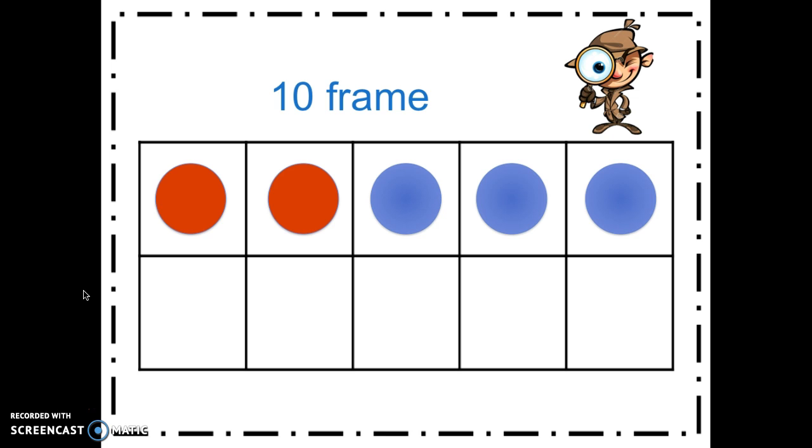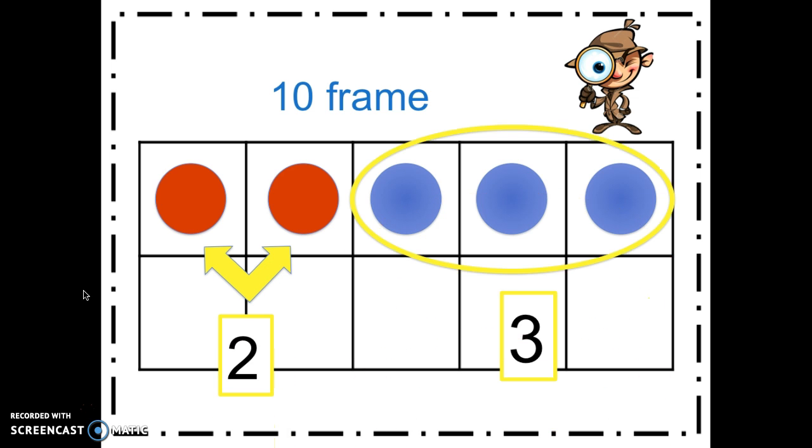Wait a minute. When I found my 2, I noticed another number as well. Does anyone see the other number hidden in my 5? 3. That's right. Okay, so let me just think for a minute. I know I have a 2 and a 3 hidden in my 5, so that means I have 5 total, right? I know detectives like to be organized, so I'm going to use another tool to help me organize my thoughts.